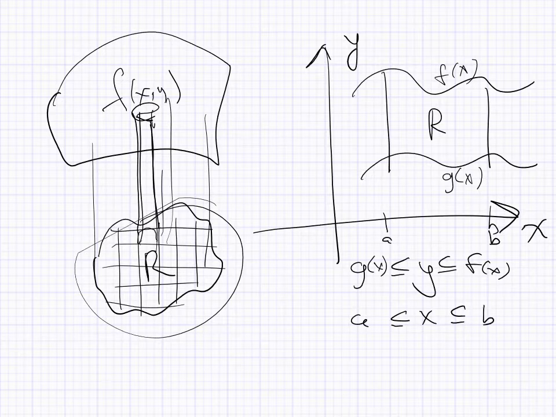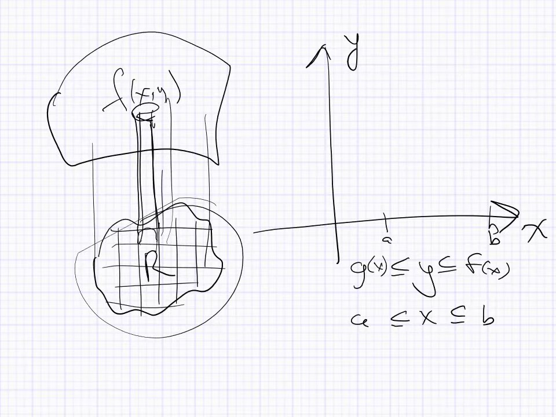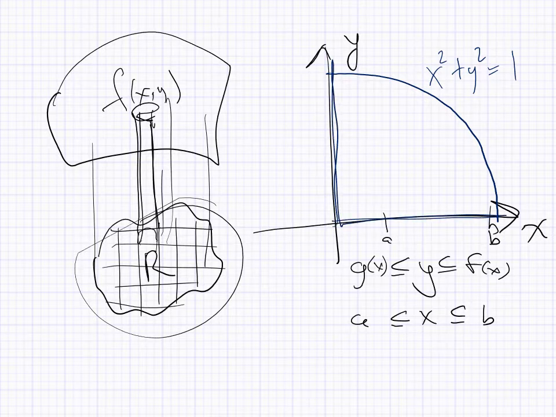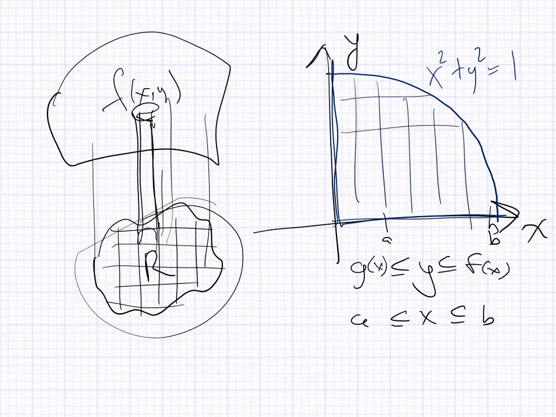But let's just say this region doesn't look like that. Let's say that region looks more like this, in that it's a quarter of a circle. So this is, say, x squared plus y squared equals 1, the unit circle, and we're only looking at this quarter of it. And we go to grid it off. Well, we could still do that. We could still grid it off this way and this way.